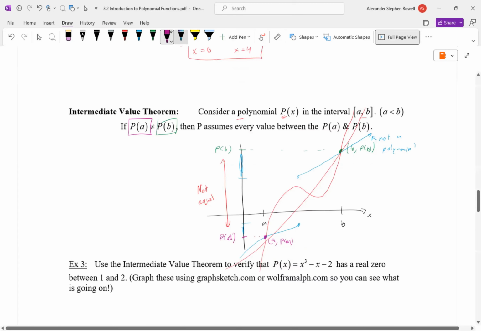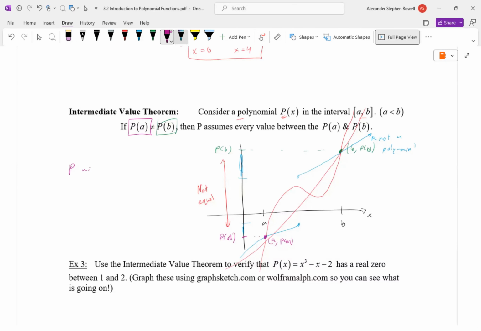Okay, so how can I describe this in words? P will hit every height or y value between P of A and P of B.